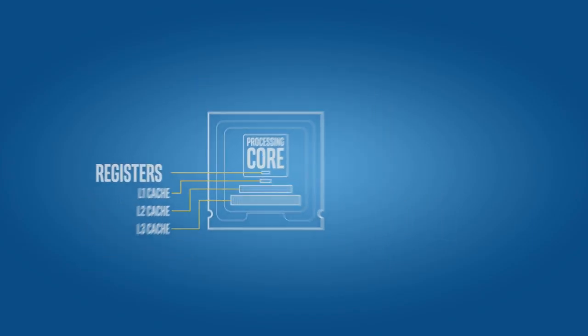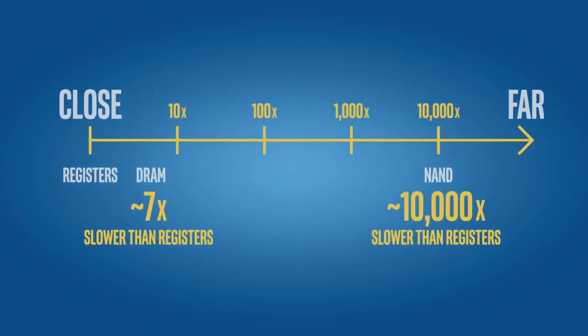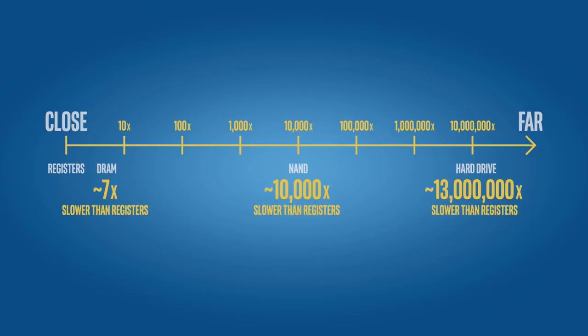And then you get off the chip, and today you have DRAM, and then you have NAND SSDs, and then you could have hard drives also that are even farther away. So we want to get as much of the data as close to the CPU as we possibly can. And if we can get that data to be faster, then the CPU waits less for that data.